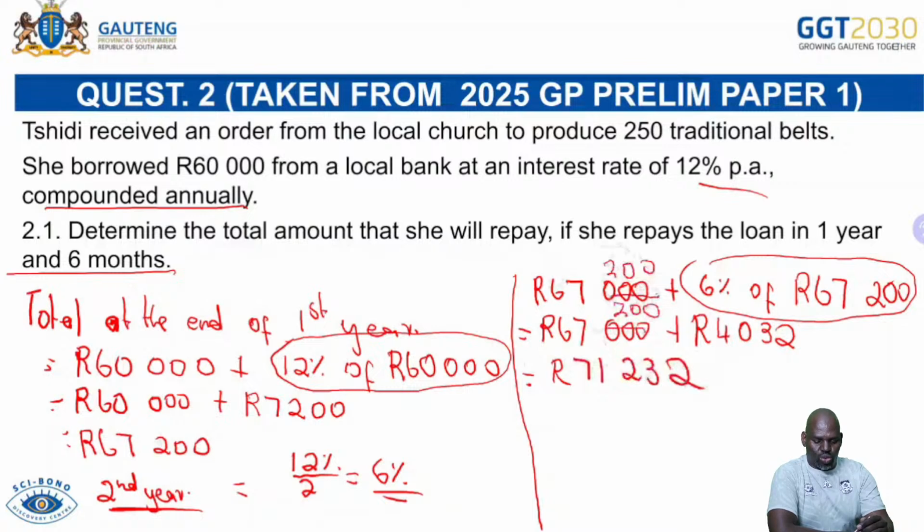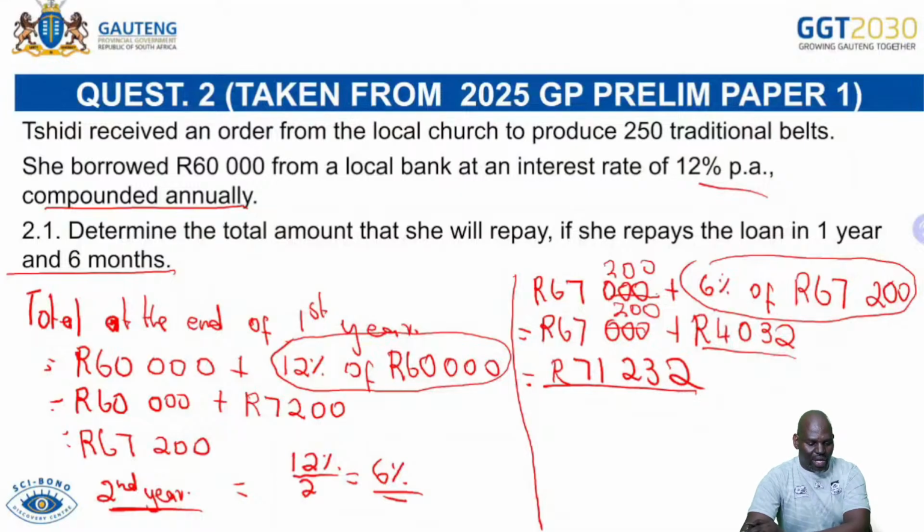Okay, so remember we must add interest on interest. So it's 67,200, then plus 6% of 67,200. Then in the end, I get 67,200 plus 4,032. How did I get 4,032? It's when I calculated, I said 6 over 100 multiplied by 67,200. And then I got 71,232. Let me just confirm it: 6 over 100 multiplied by 67,200, and then it's 4,032. So this is the total amount at the end of the second year.